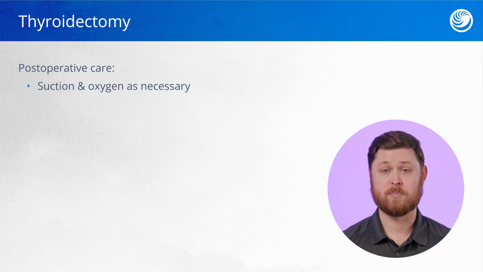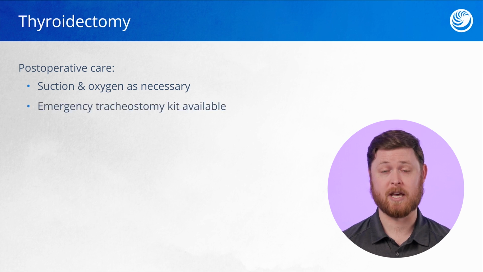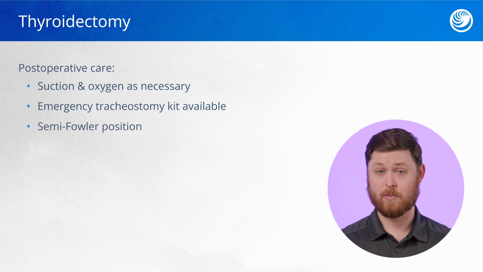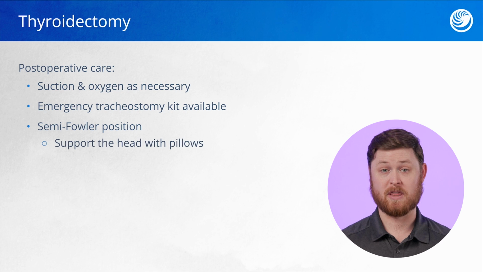Suction and oxygen should be available at the bedside at all times to remove secretions from the mouth and oral cavity and to increase the amount of tissue oxygenation. Additionally, an emergency tracheostomy kit should be made readily available in the event that the airway does become completely obstructed. And the client should be positioned in a semi-Fowler position with pillows supporting the head.